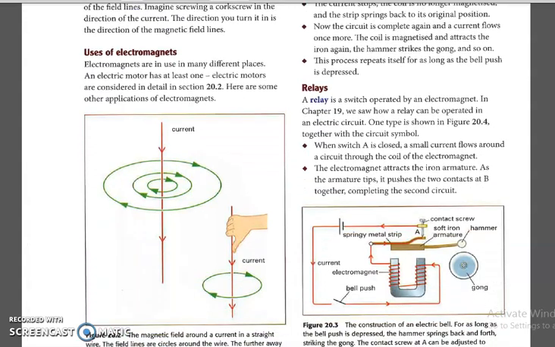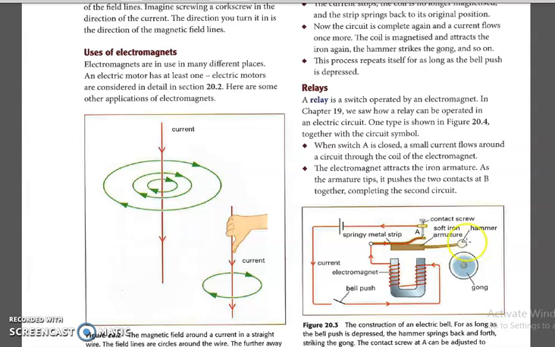So what happens is, we can see a bar magnet here which is surrounded by a coil. Okay, here it is not a bar magnet, here it is an electromagnet. It is wound by a coil, and here we can see a spring metal strip, a soft iron armature, and a hammer also.